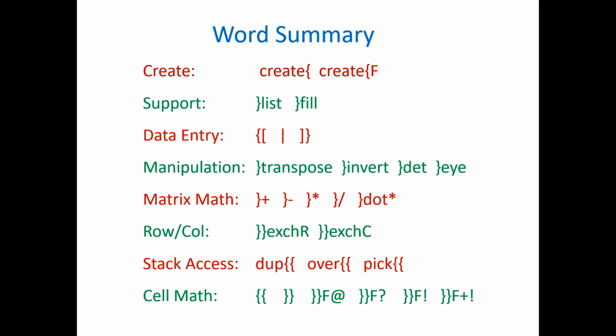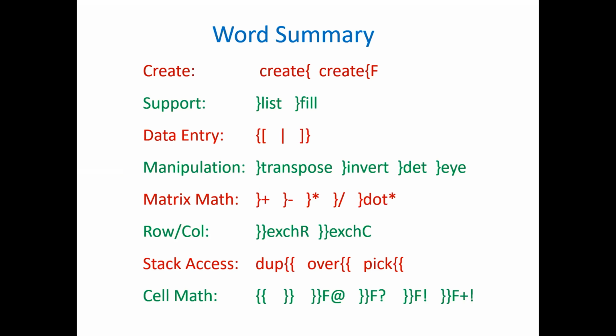So here's a word summary. Typical creation words create a general matrix, with row, column, and size, or a floating point one. The support column words were developed very, very early on because they allow us to fill, list, test, and see what we're doing. The data entry words are extremely useful to be able to quickly set up a matrix and put in test values. The matrix manipulation words are what you'd expect: transpose, invert, determinant, I, and so on.